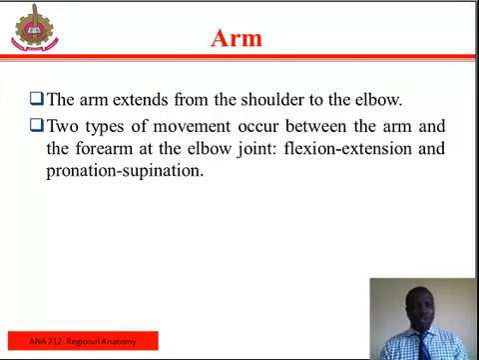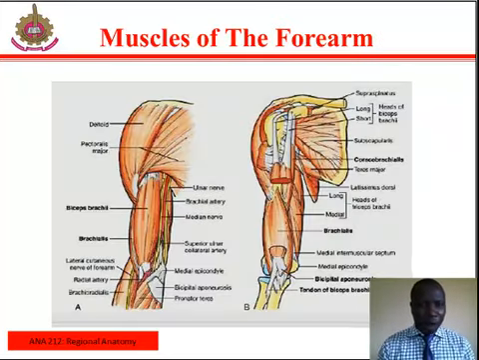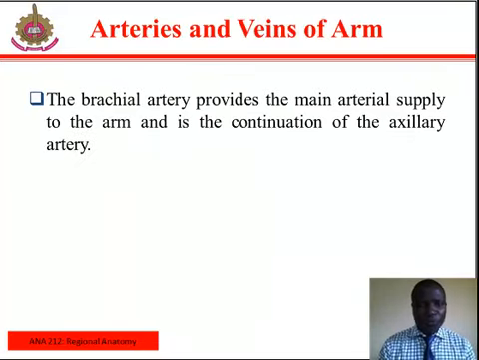You can go through your course manual and read more about the arm. The muscles of the forearm, try and read more about that too. Then the arteries and veins of the arm, they are also important. Try to go through it, the brachial artery and the likes.